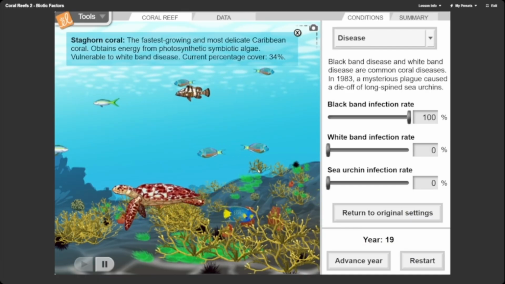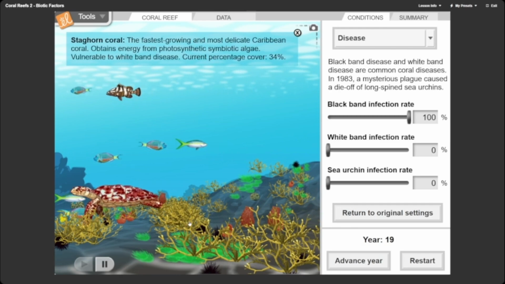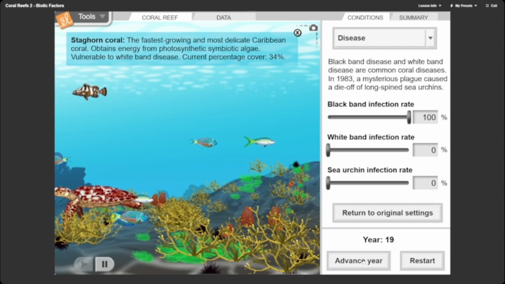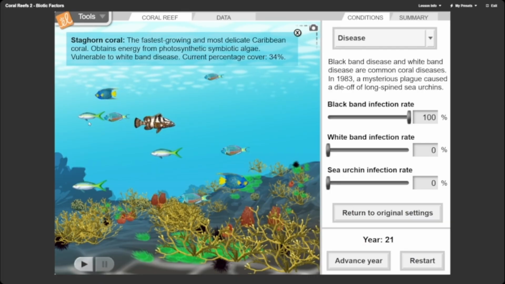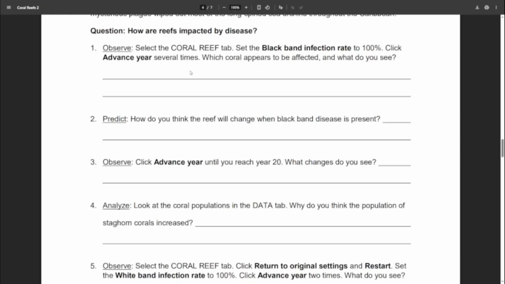Now again, the corals are what's growing. We have algae in the green and we have the staghorn corals. Alright, you can always pause and look at the number that's going down. So you write down which coral appears to be affected and what do you see. So which one was affected and what was the effect of it.